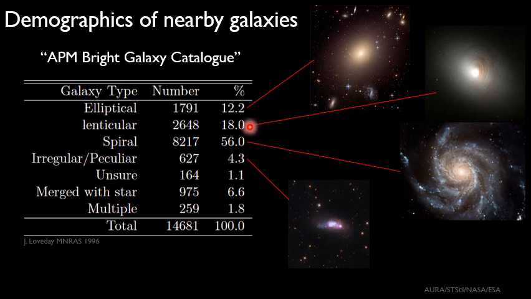So in general, there's a plurality of barred spirals in the universe. Then you have a lot of lenticular galaxies. Remember, these are ones that are a hybrid between the spiral and the elliptical. And then finally, elliptical comes in third. So you have a lot of those out there. And then there's a handful of these irregular or peculiar type galaxies, ones that don't really fit into this Hubble classification scheme.